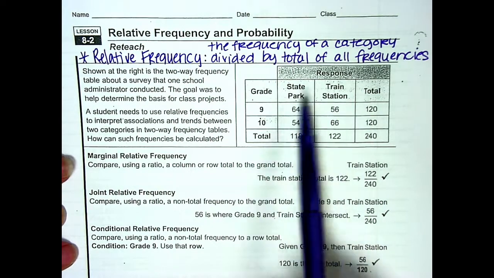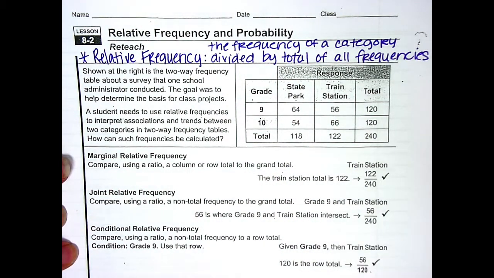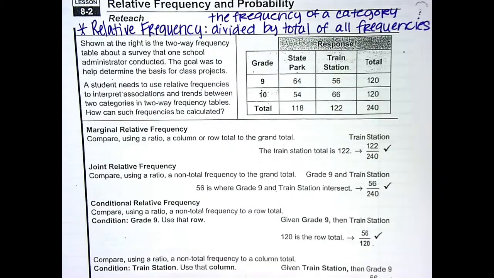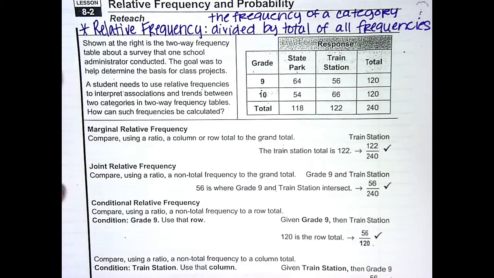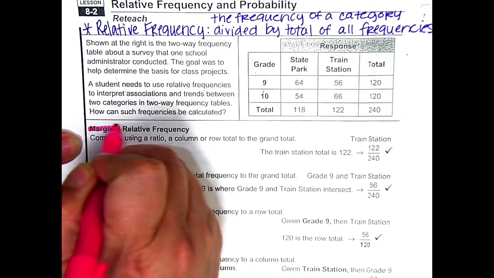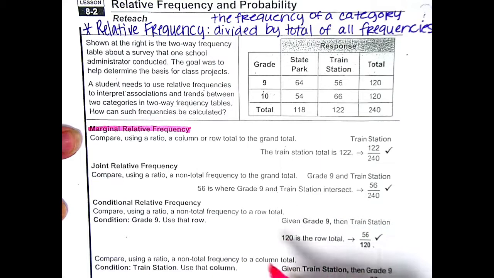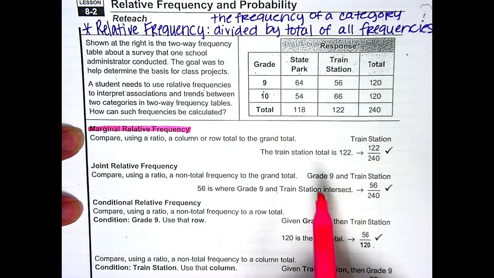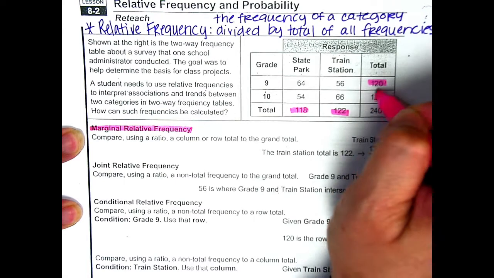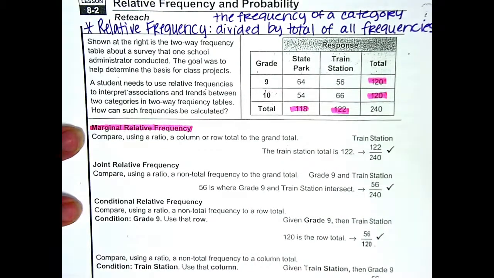This is a two-way frequency table. We know that from 8-1. We can use this to interpret associations and trends between two categories. So the first thing I want to point out is marginal relative frequency. Okay, I'm going to highlight that in pink. And I'm going to highlight 118, 122, 120, and 120.